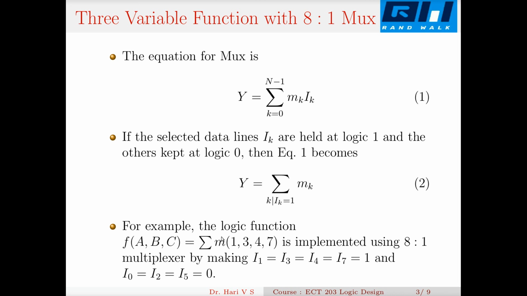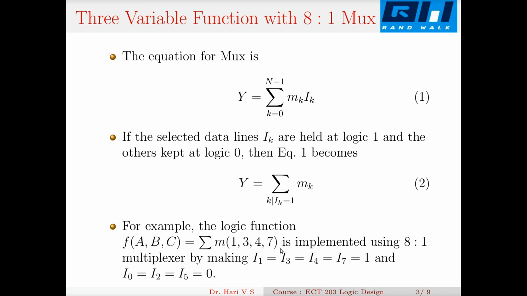Let us look at this logic function f(a,b,c) equal to sigma m(1,3,4,7), that is m1 or m3 or m4 or m7. In the earlier case, you would go for a Karnaugh map solution and implement with gates, but here you can have a very convenient implementation with an 8:1 multiplexer, because there it is from 0 to 7, so this needs 3 select lines. So I have to go for an 8:1 multiplexer, but what I have to do is make I1 equal to I3 equal to I4 equal to I7 equal to 1. When I do that, and all other I values like I0, I2, I5 equal to 0, then by equation number 1, this Y will be m1 or m3 or m4 or m7.